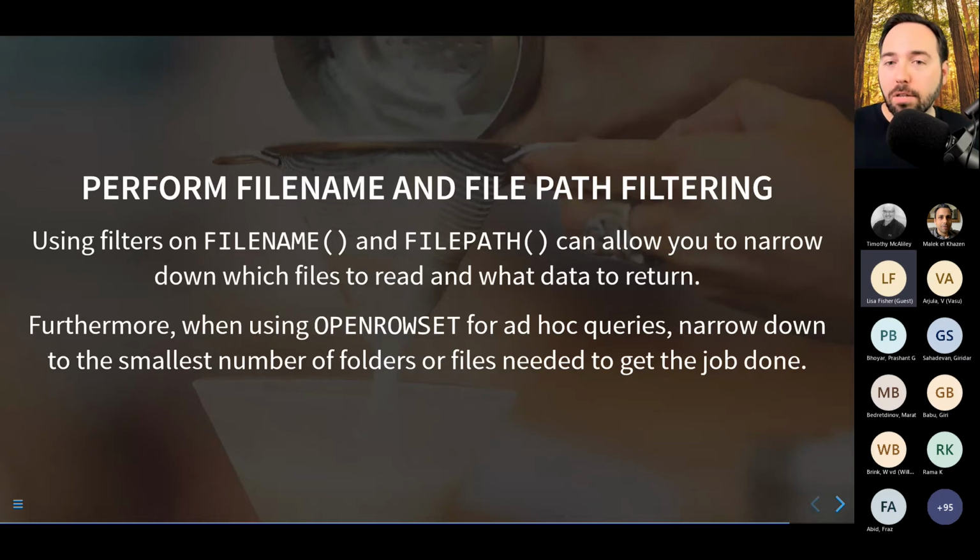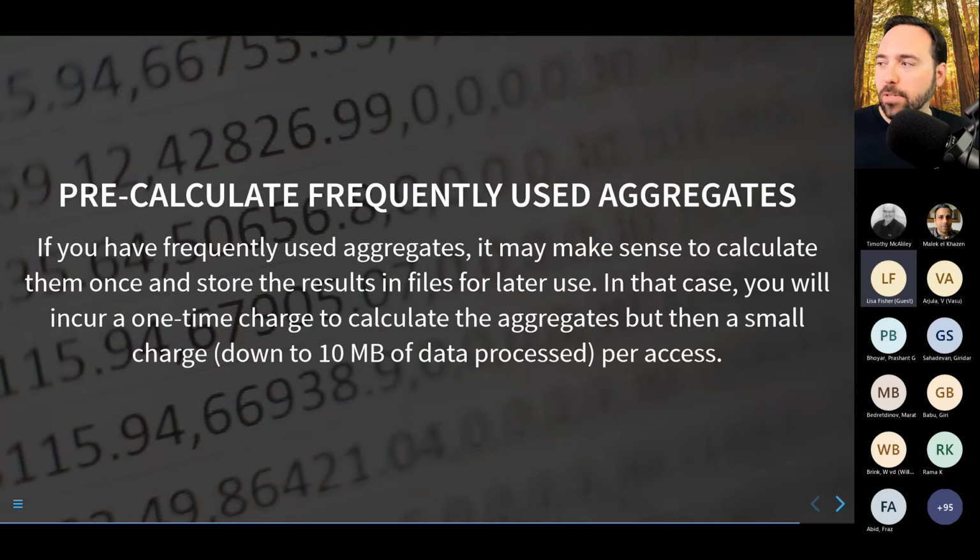also use filters. Use filters on file name and file path. Narrow down what you're accessing. Use OpenRowSet for ad hoc queries. Narrow down to the smallest number of files. Pre-calculate things if you have something that's used very frequently, because then you can just query the pre-calculated result. So that's where you could use CETAS to take a really expensive query, write it out, and then you can select from it.